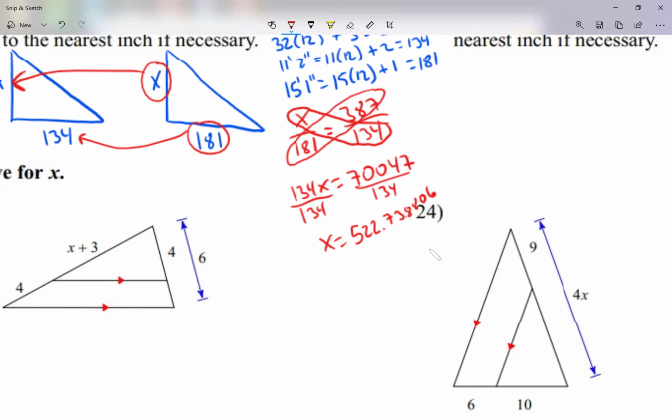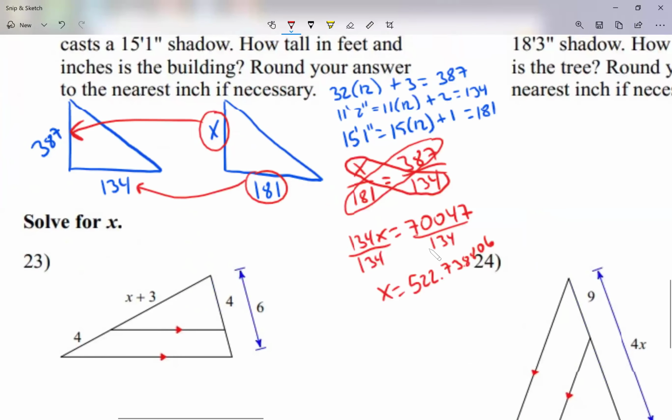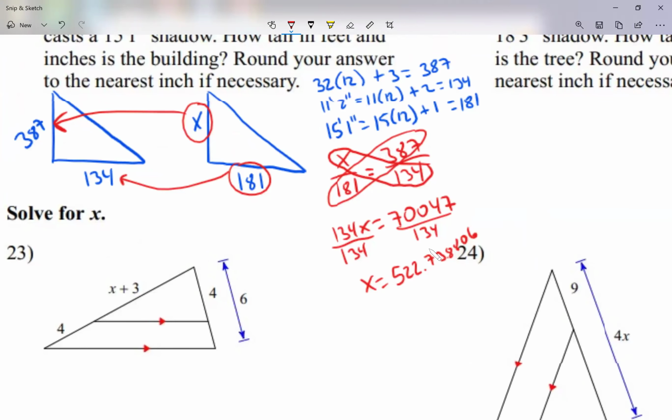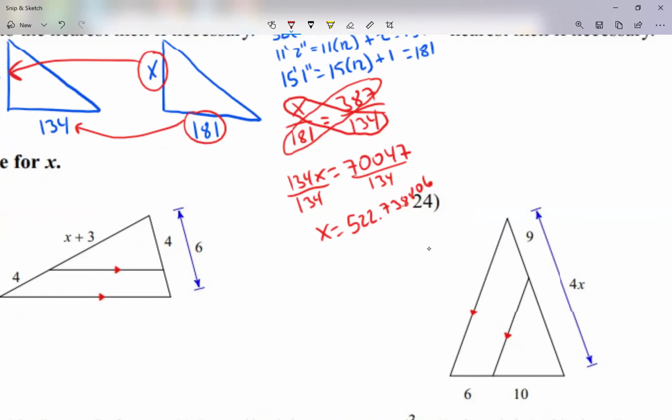Because here, my answer said round your answer to the nearest inch if necessary. So I'm going to call this 523 inches. I rounded to the nearest whole number. Remember, the height in here is inches. So I rounded to the nearest whole number, 523.